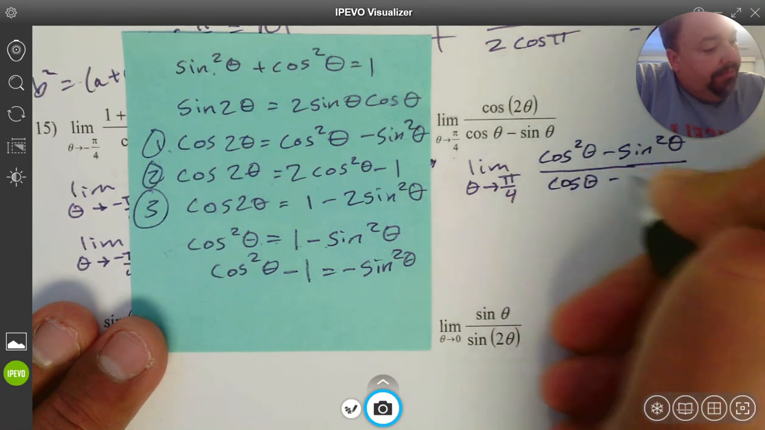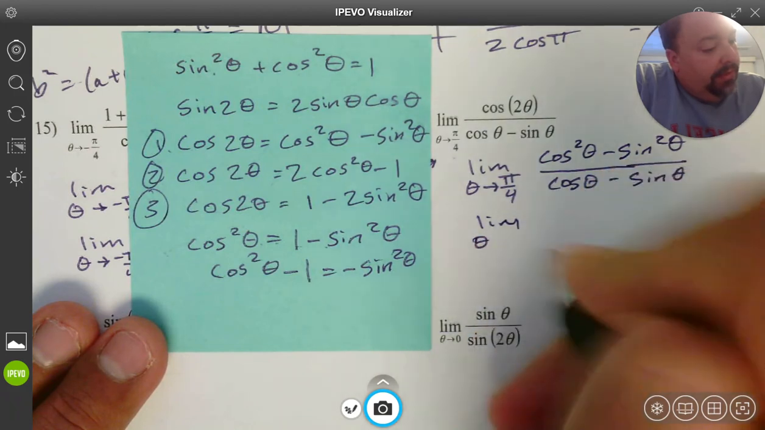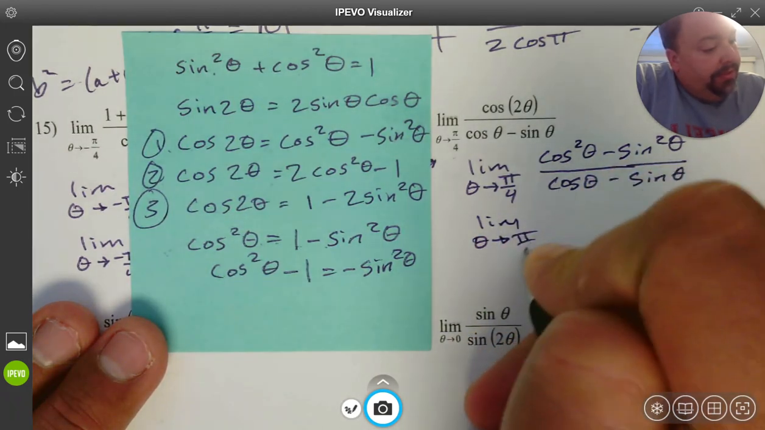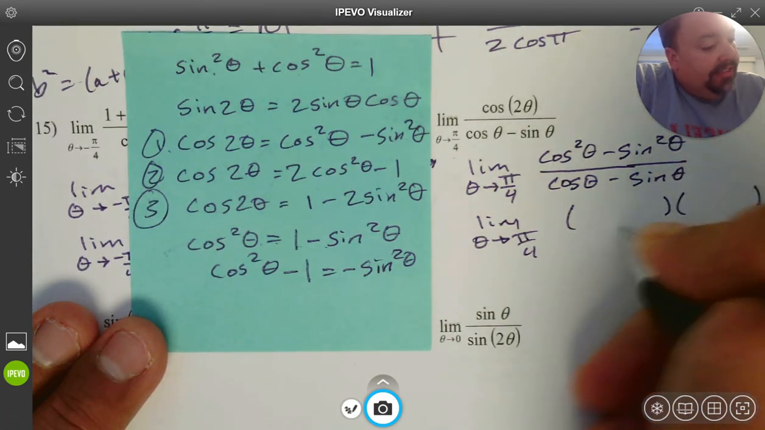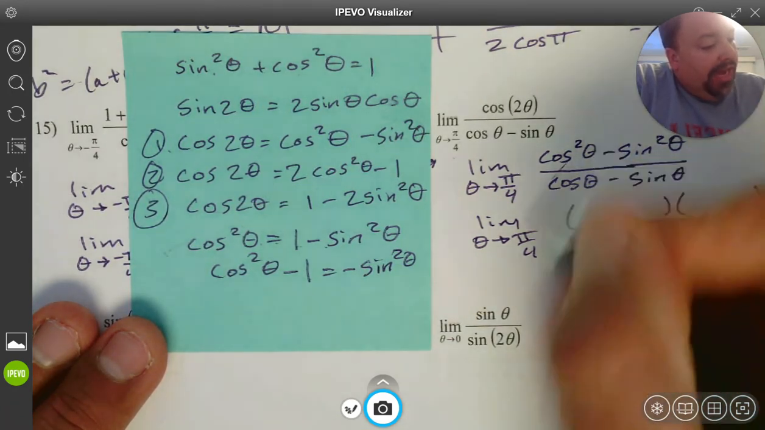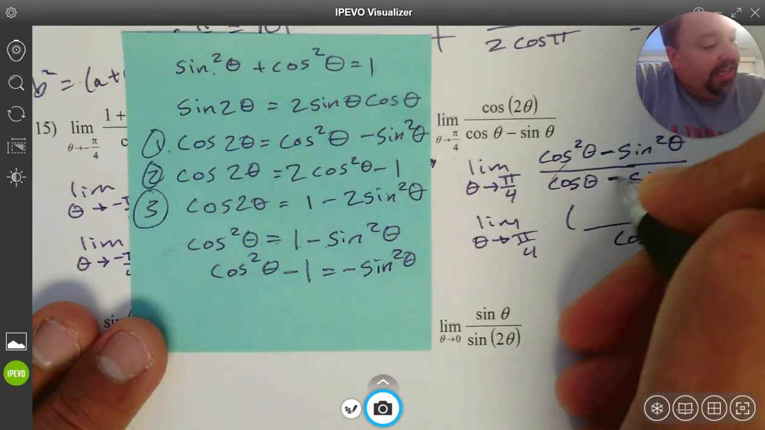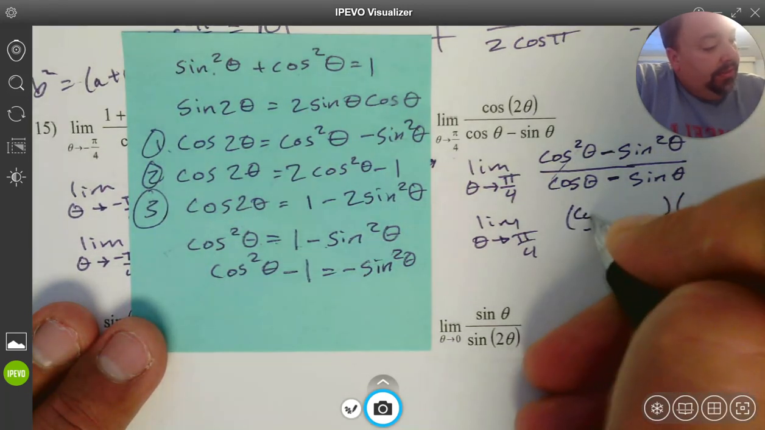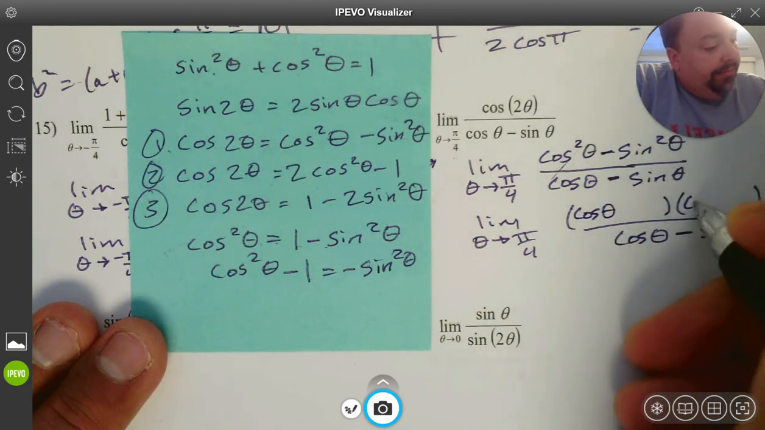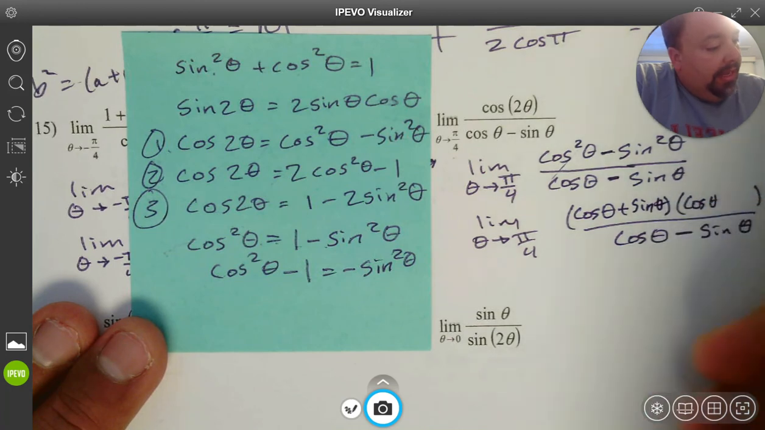This is on the bottom. And just like the last one, you may not be used to this, but cosine squared minus sine squared, we can actually factor that. Again, it is a difference of squares. Do not try to cancel out right away, because again, we have minus signs here, which are going to tie these all together. We can only cancel out common factors. So again, we need to factor the top into cosine theta plus sine theta and cosine theta minus sine theta.